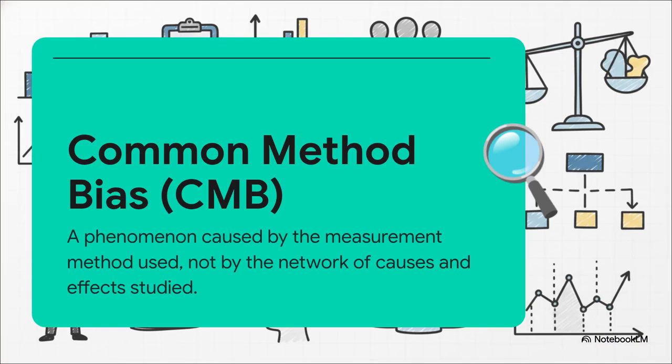So what is this thing exactly? Put simply, it's a glitch that comes from how you collect your data, not from what you're actually studying. Think about it. Maybe it's the way a question is phrased in a survey, or maybe people are just trying to give the answers they think you want to hear. Stuff like that can create these fake connections in your data, basically contaminating the evidence before you even get a chance to look at it.